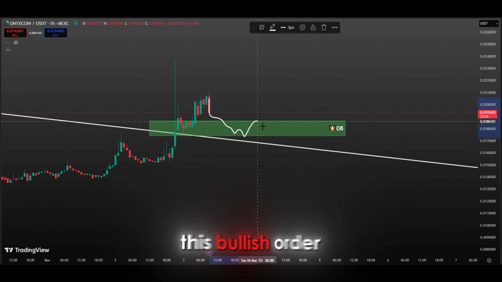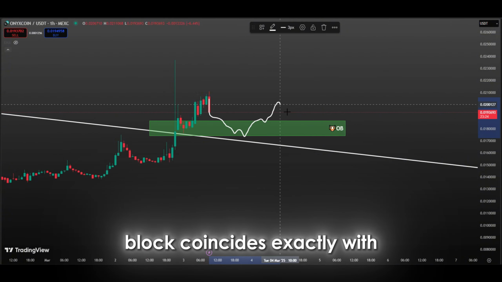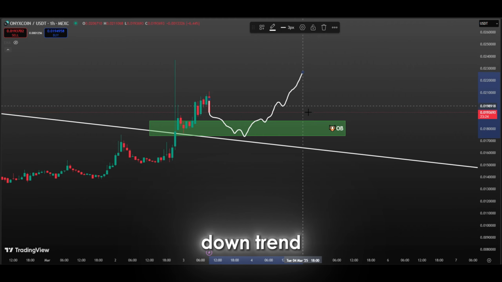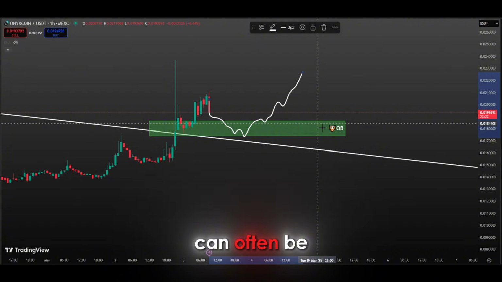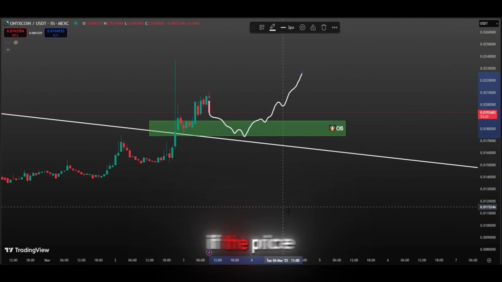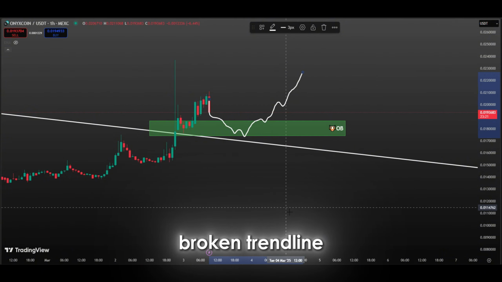More importantly, this bullish order block coincides exactly with the retest point of the broken downtrend. This is extremely important for technical analysis because retests after trend breaks can often be the start of a new bullish wave. If the price tests both the broken trend line and the strong order block as support and buyers step in, the probability that the price will move up again will increase considerably. And the fewer contacts in an order block, the stronger it is.